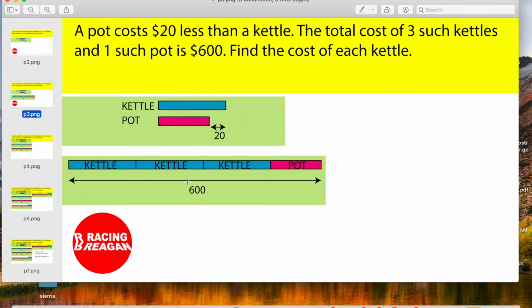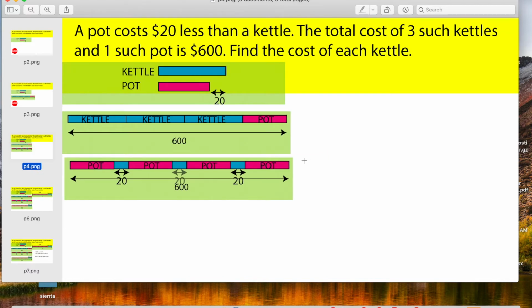Now over here, because they said the total cost of 3 such kettles and 1 such pot is $600, you take 3 kettles and 1 pot and put them in one model using a part-whole model. As you can see over here, it says kettle, kettle, kettle, and pot, and then $600. This is what you have to do after you have drawn this model.